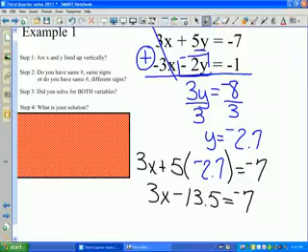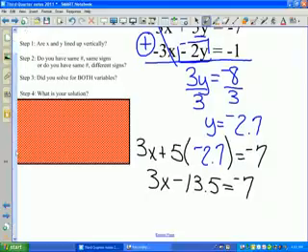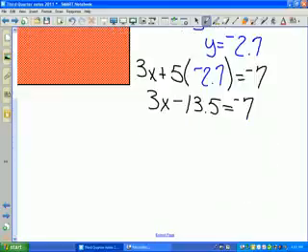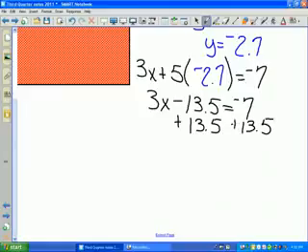All right. So we have a negative 13.5. So now from here, let me raise this up a little bit. So we have 3x minus 13.5 equals negative 7. I'm solving this for x. So that means I need to add 13.5 on both sides.